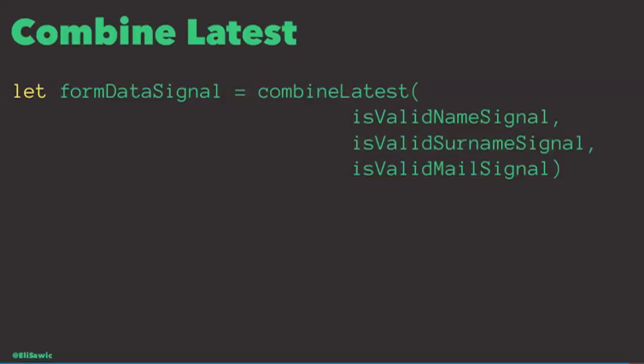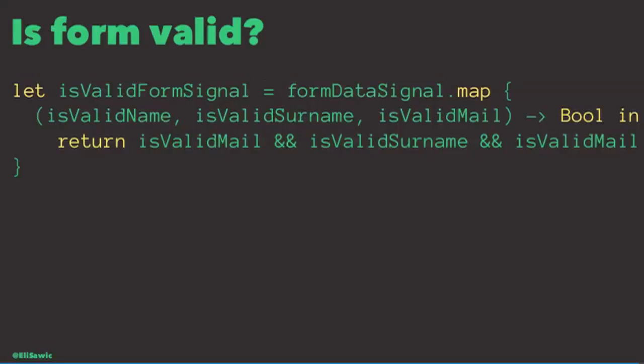And this is still not enough. We only need 1 value indicating whether the whole form is fine for you. So you have to work with all those signals. You call combine latest, and now you have this form data signal. And it will propagate values for each of those signals. And now you say, okay, map them to 1 value that will be true if each of those values is true. And now what we get is a valid form signal that will emit true or false, whether the form is correct or not.